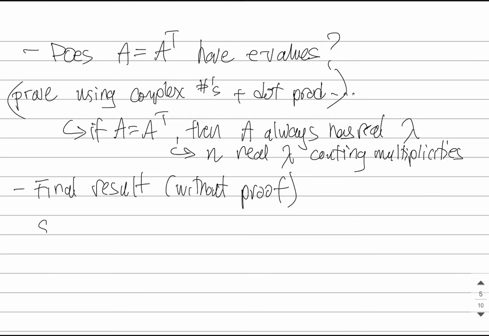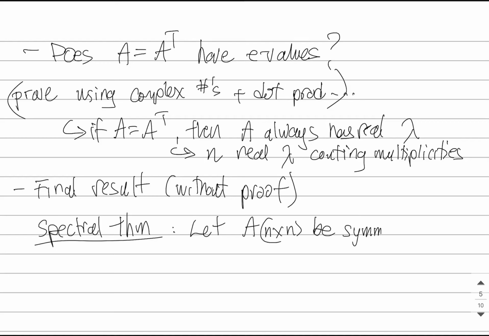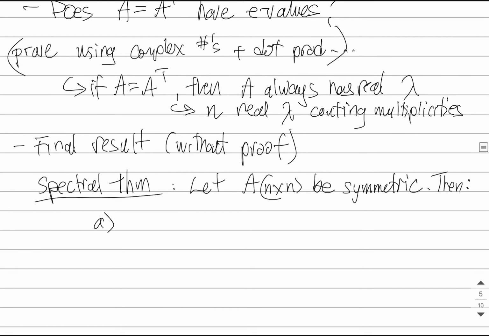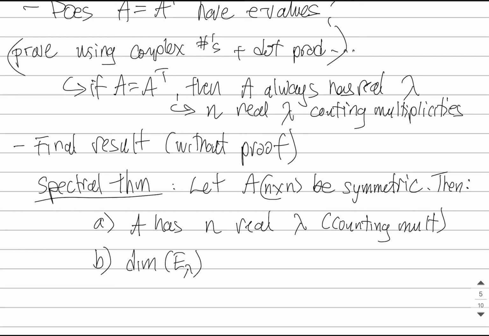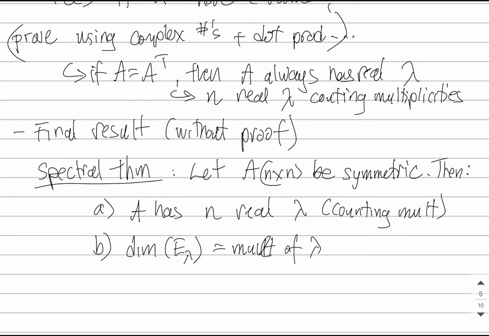This final result is something called the spectral theorem. The word spectral talks about spectrum. Spectrum is kind of a range of things, and in this context, it's called spectral because we're talking about the spectrum of eigenvalues that a matrix has. This is all to do with a matrix A that's square, and we are going to assume that it's symmetric. So let A be a symmetric matrix. Then you get the following things. A: A has n real eigenvalues if you count multiplicities. B: the dimension of each eigenspace is equal to the multiplicity of the lambda. So if you have a twice repeated lambda, it's going to have a dimension of 2 for its eigenspace.